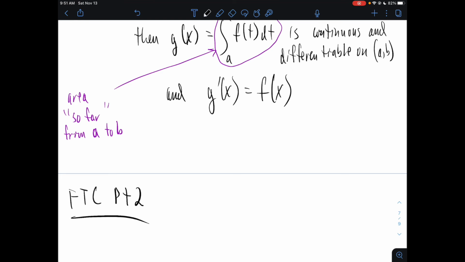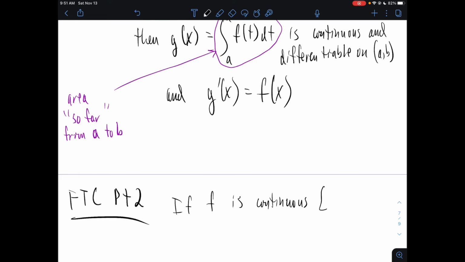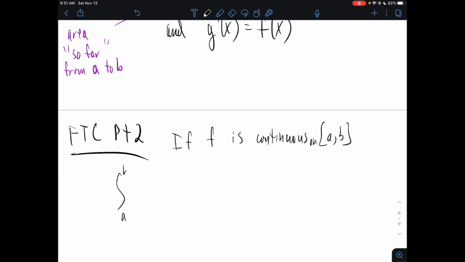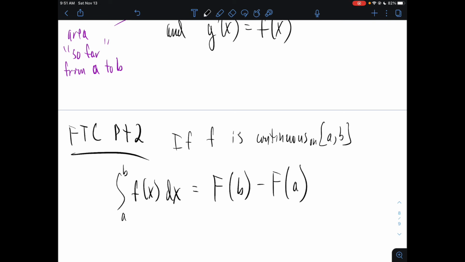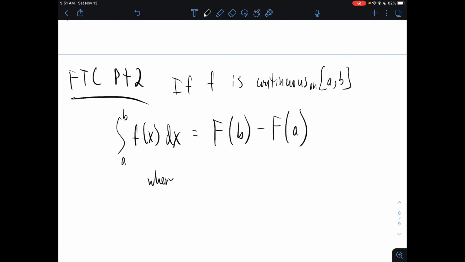The fundamental theorem of calculus part 2 says, again, if f is continuous, again on the interval AB, then the integral of f of x dx, meaning the area under that curve over the interval from a to b, we can actually find it very easily using what we saw in section 4.9, antiderivatives, where capital F is any antiderivative of lowercase f.